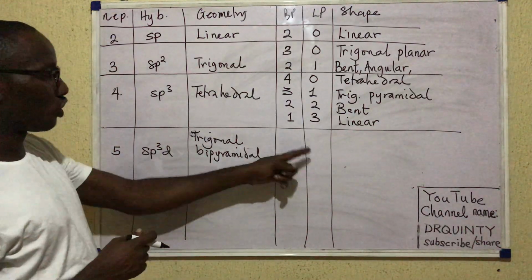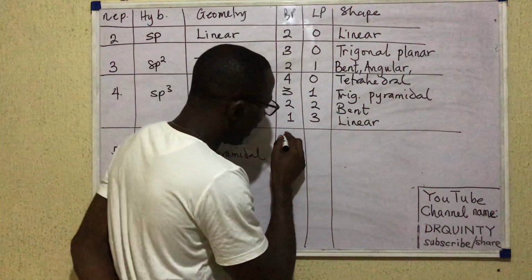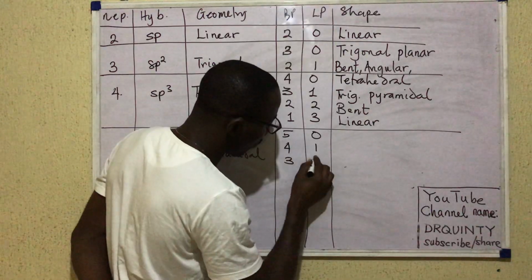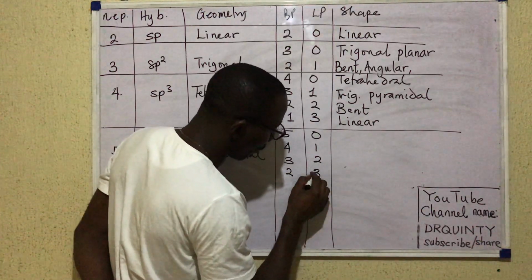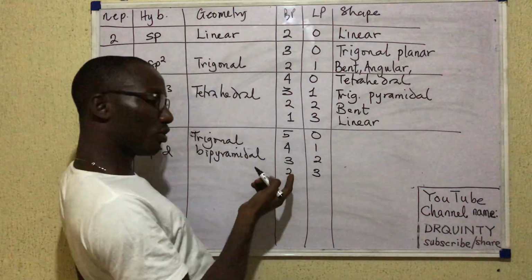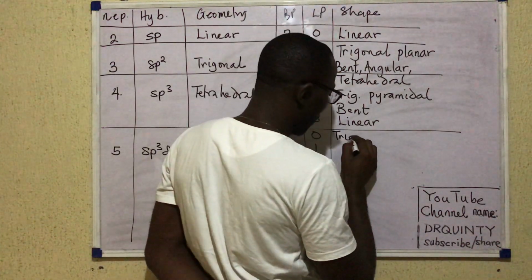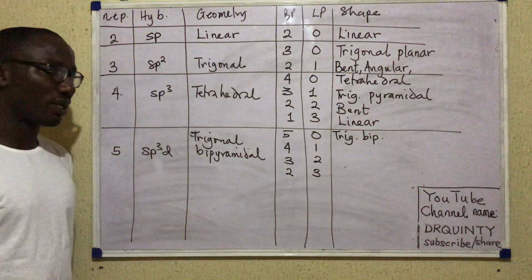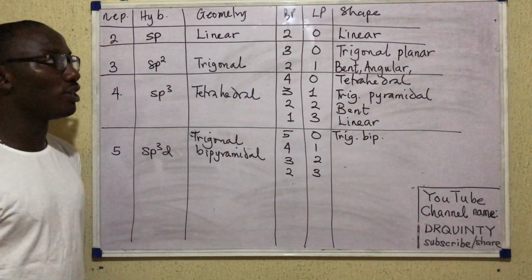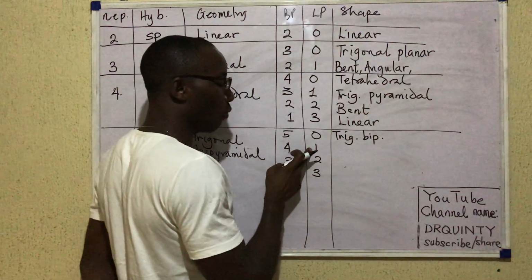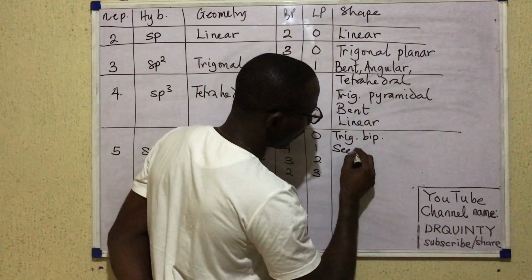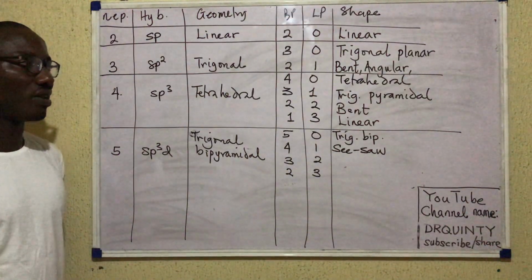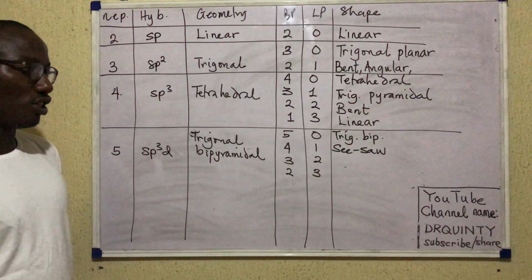But what about the distribution of bond pairs and lone pairs? We can have a 5-0 situation, we can have a 4-1 situation, we can have 3-2, and then we can have 2-3. When we have 5-0, what do you expect? Of course, trigonal bipyramidal. So trigonal bipyramidal, that's when there are all bond pairs, 5, and then no lone pair. But if you have 4 bond pairs and 1 lone pair, the shape is referred to as a seesaw shape. Some refer to that as irregular tetrahedral. So there's a seesaw shape there.